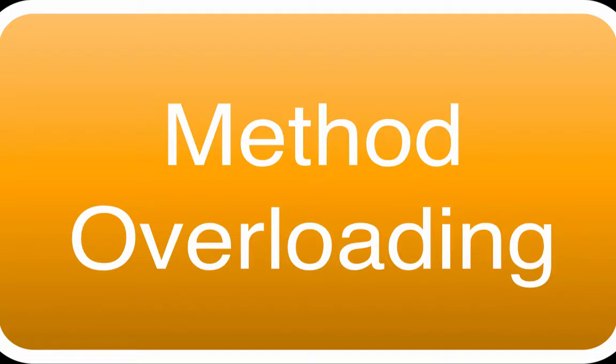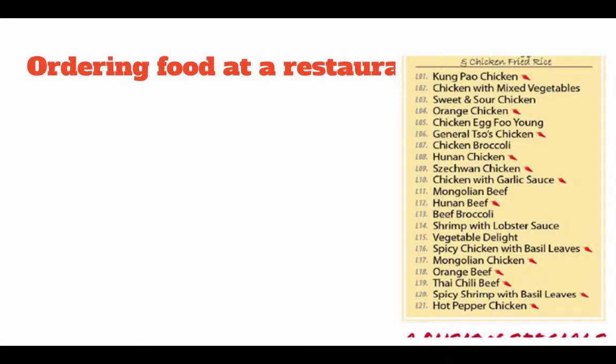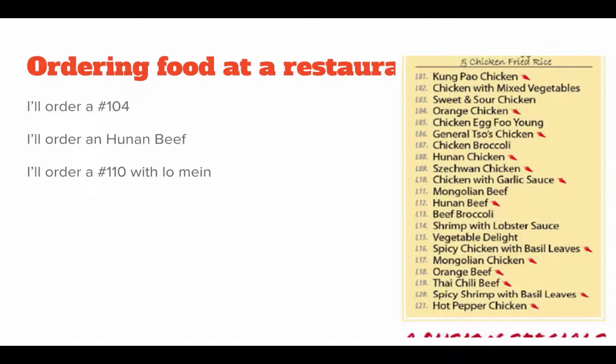Suppose you're ordering food at a restaurant, a Chinese restaurant, and you see the menu on the right. Now, how might you go about actually placing your order? You might say, I'll order a number 104. You might say, I'll order a Hunan beef. Or maybe I'll order a number 110 with lo mein. Or I'll order an orange chicken with fried rice.